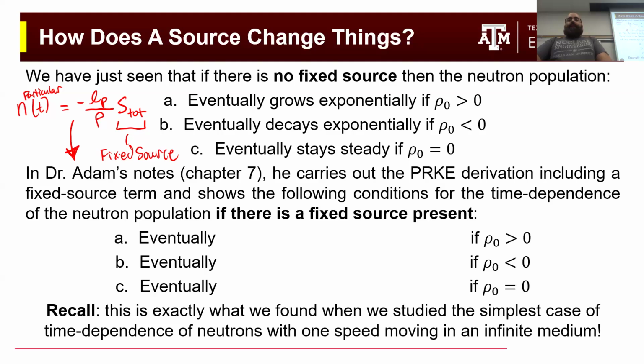In Dr. Adams' notes in chapter 7, he works through the derivation, including this particular solution, to talk about how the configuration of our system evolves with time if we have a fixed source present. So we can talk about that now, knowing what the form of that particular solution is going to be.